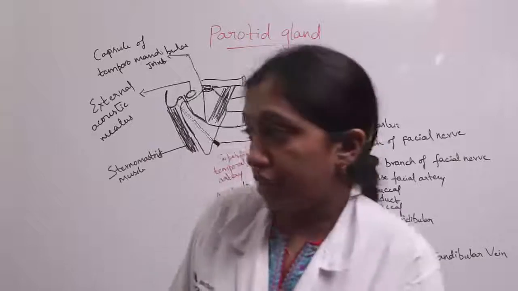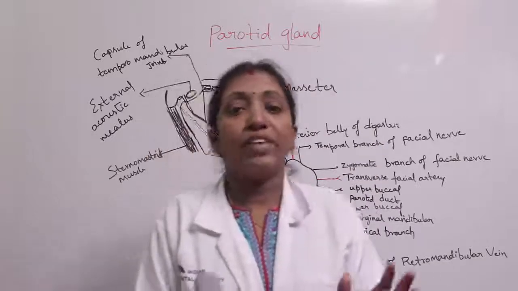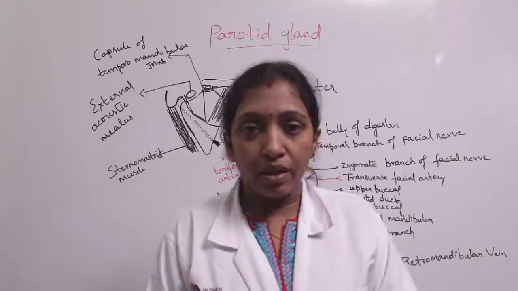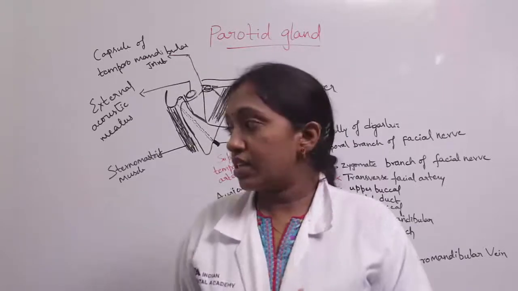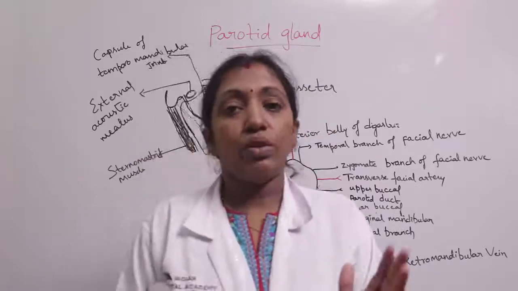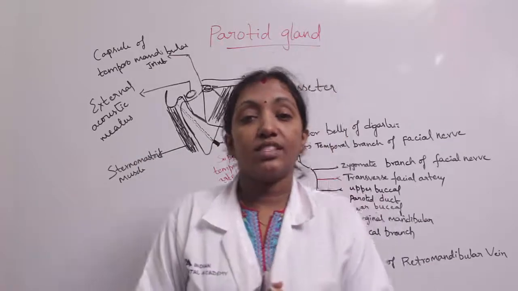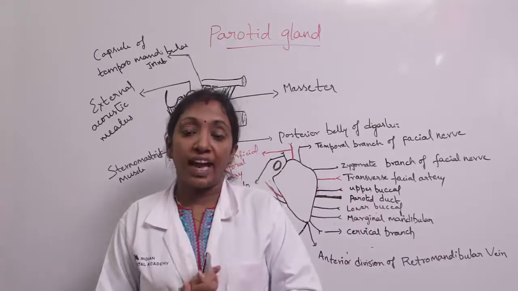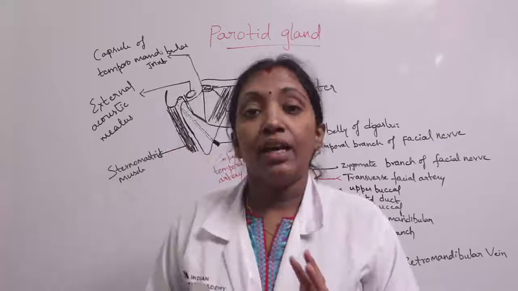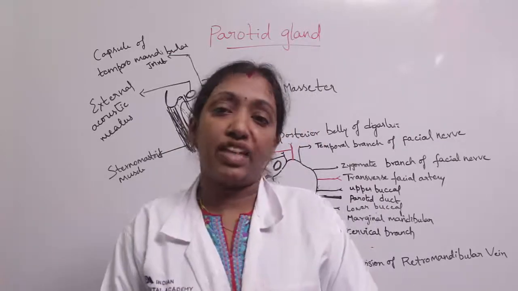So, first we need to discuss the coverings of the parotid gland. The parotid gland is covered by two capsules. One is the true capsule and the next one is the false capsule. The true capsule is formed by the condensation of the fibrous stroma of the gland. The false capsule is derived from the investing layer of deep cervical fascia.